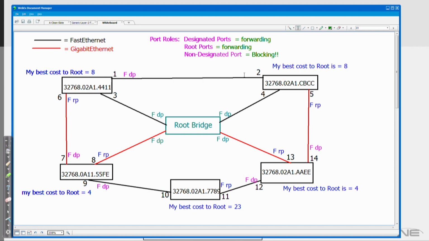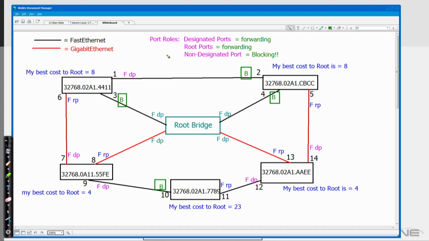So I'm going to block port number 2. I'm going to block port number 4. I'm going to block port number 10, and I'm going to block port number 3. So I'll put some squares around those so you can easily recognize them. And now with our blocked ports, we are done with our spanning tree. We have now blocked all potential loops.